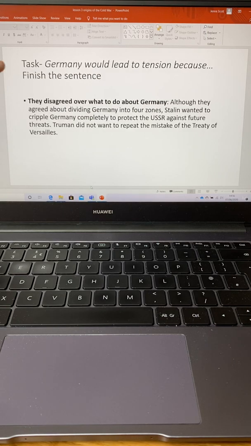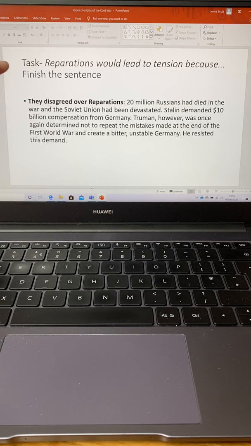So, this is your sentence that you need to complete. Germany would lead to tension because. So, how is Germany leading to tension? There again, there's a little bit of information that will help you. Reparations. Reparations is money. All right, we talked about reparations way back when in the Treaty of Versailles. It's about money. How's that going to lead to tension? Again, have a little read.